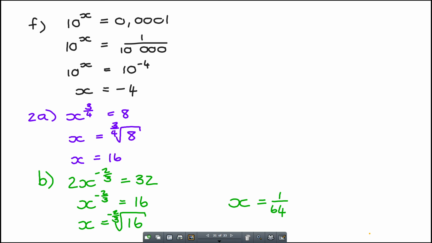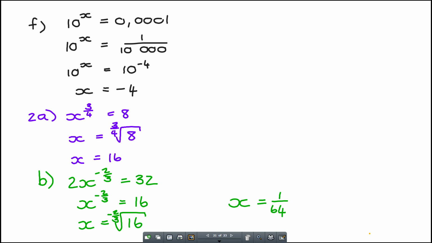Have a look at F. Remember, again, that decimal, I've got to write in the form of a fraction. So that will be 1 over 10,000. Now, 1 over 10,000 is the same as 1 over 10 to the power 4. But I take that to the top, and that's why it becomes 10 to the power of minus 4. Now you'll see the base is 10 on both sides, so I can only look at exponents. So therefore, x is equal to minus 4. Any questions there?